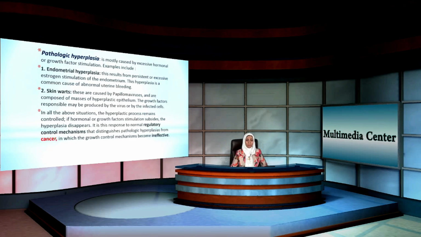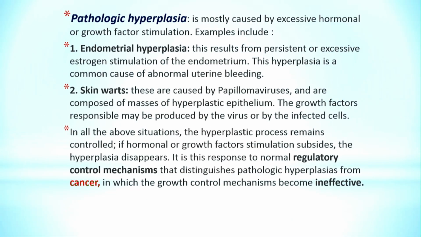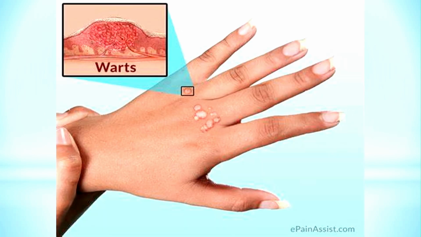Pathological hyperplasia is usually due to excessive hormonal or growth factor stimulation. Examples are endometrial hyperplasia or the skin wart. This is the skin wart.